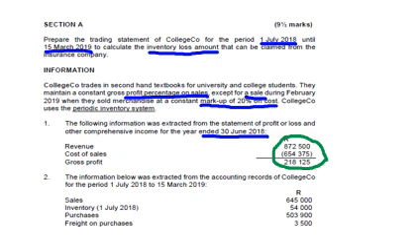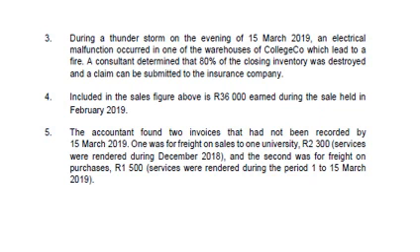The information below was extracted from the accounting records of College Co for the period 1 July up to 15th of March, and this is the period that I would like to calculate the loss, but I'm going to use this gross profit percentage that I have calculated here to calculate the cost or the inventory loss that I've suffered. During a thunderstorm on the evening of 15th of March, there was a malfunction and we had 80% of our closing inventory that was destroyed. So my aim would be to calculate the closing inventory so that I can calculate the insurance claim.